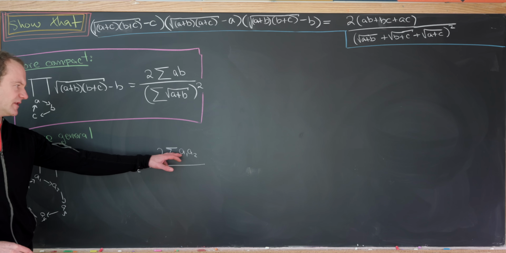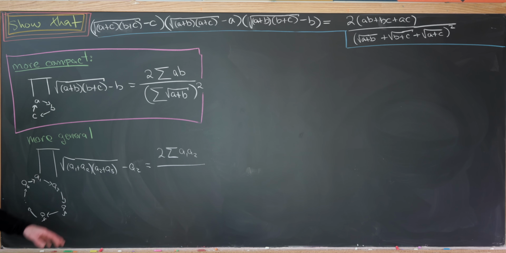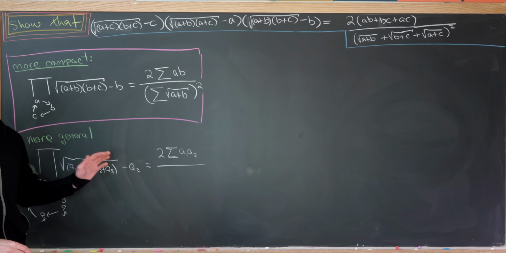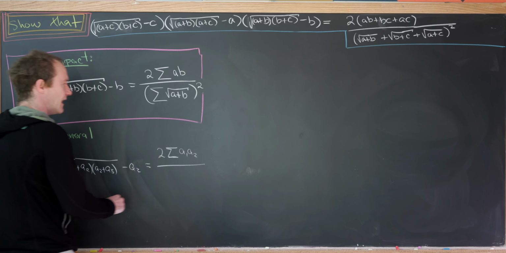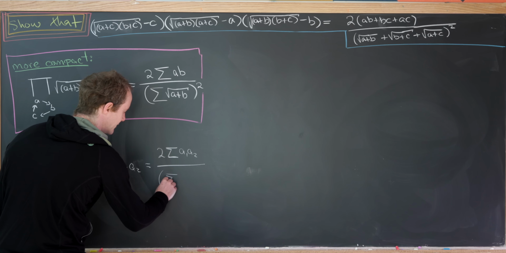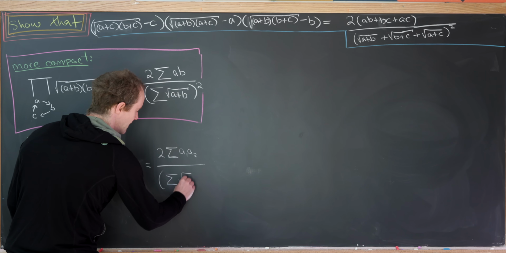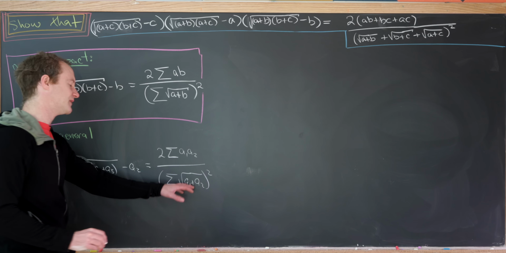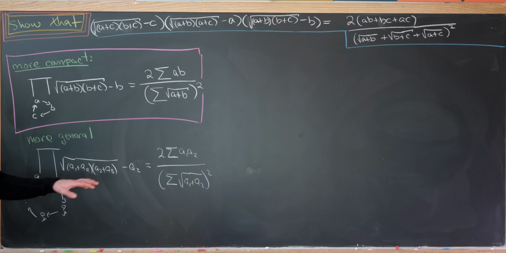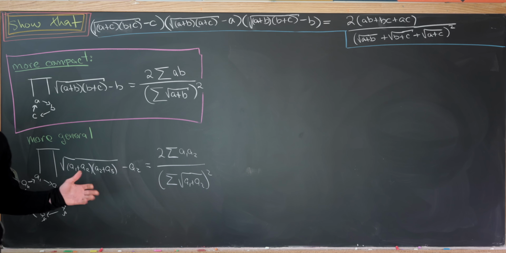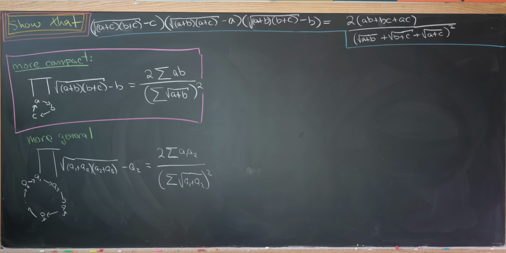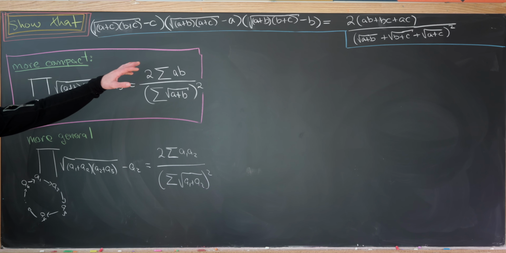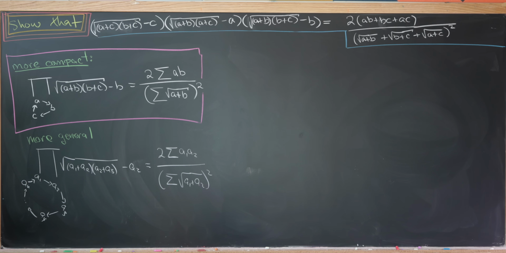So the first term in that sum will be a1a2, but the second term will be a2a3. The third will be a3a4, so on and so forth. And then down here in the denominator, we'll have the sum of the square root of a1 plus a2, quantity squared. And that's the first term. Under this cyclic permutation, the next one would be a2 plus a3, and so on and so forth. Notice that's generating this same kind of thing that we have up here.